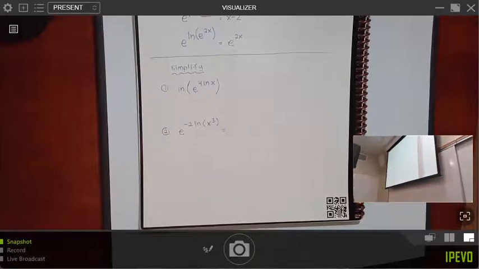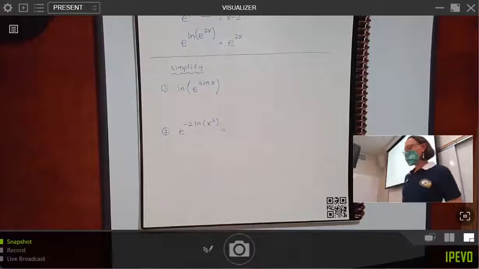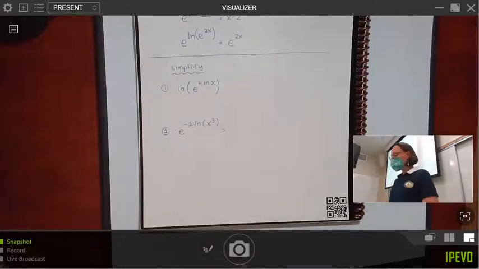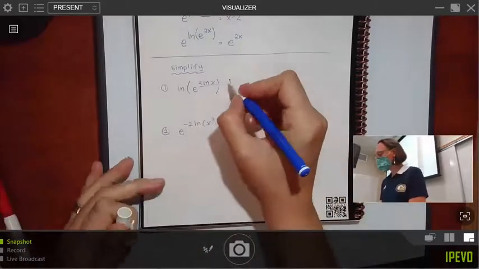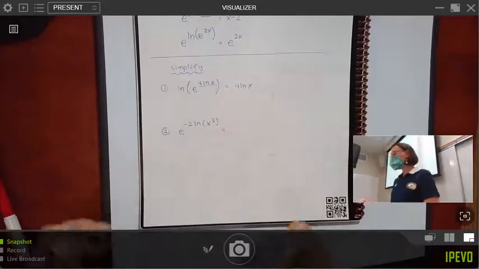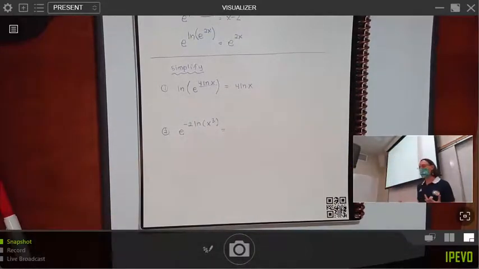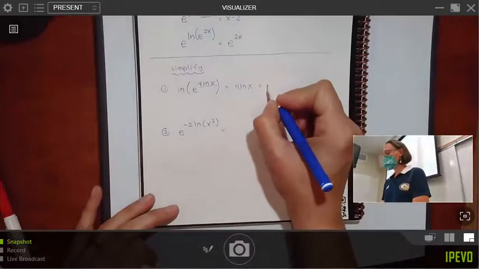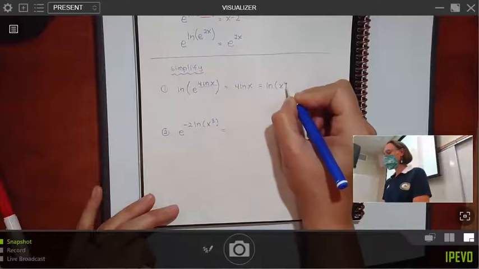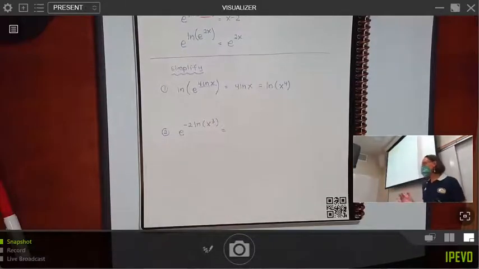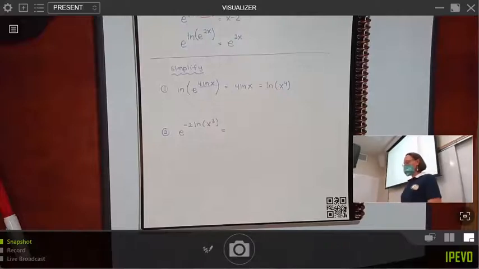Should we check them out together? So taking a look at the first one, we've got ln of e to some stuff. So the stuff that we're going to get is 4 natural log of x, but this, I would argue, can be simplified more, or at least another form of it would be ln of... right. I don't know which one of those looks simpler. Depending on the situation, we might want to choose one or another.